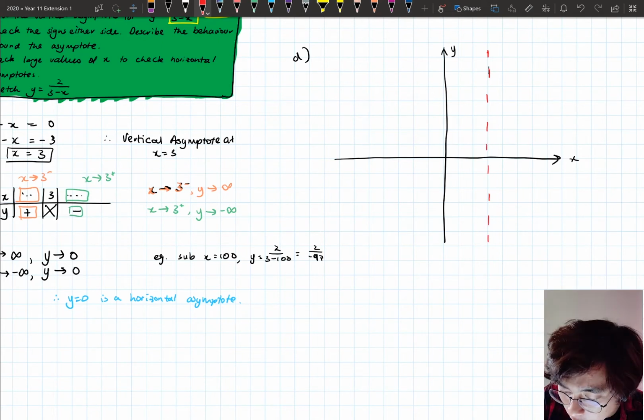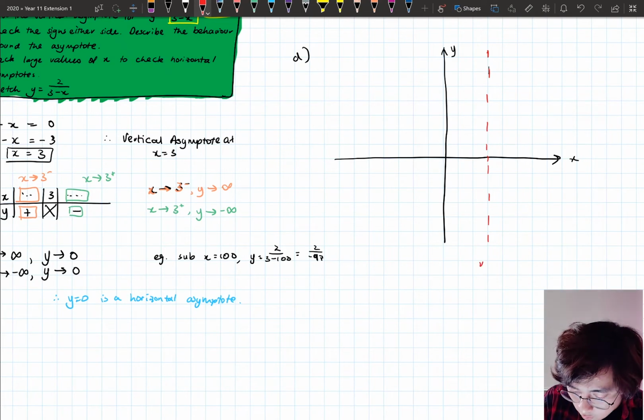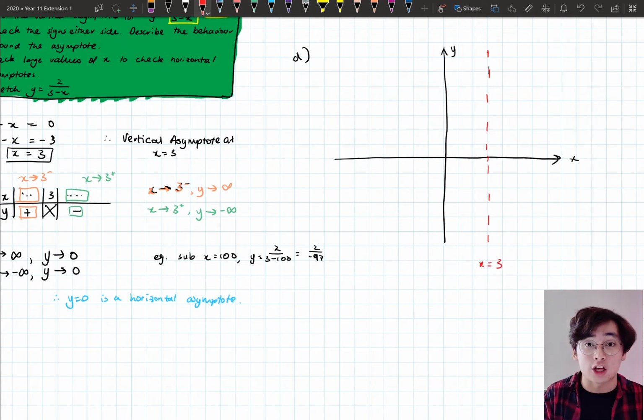And why I'm drawing this dotted line is just to show that my graph will get really close to this vertical line, but will never actually touch this vertical line at all. So it gets closer and closer to this vertical line, but doesn't actually touch.